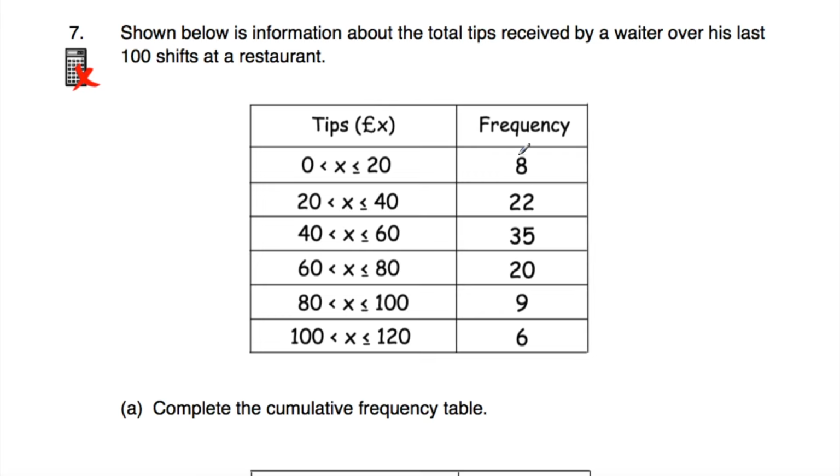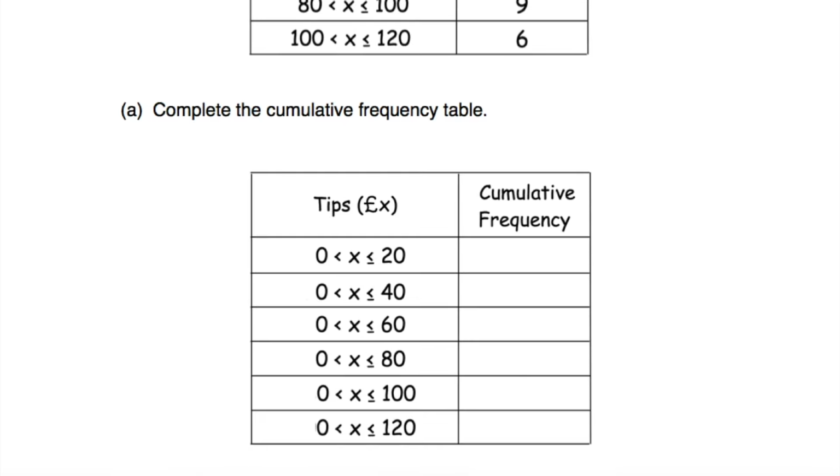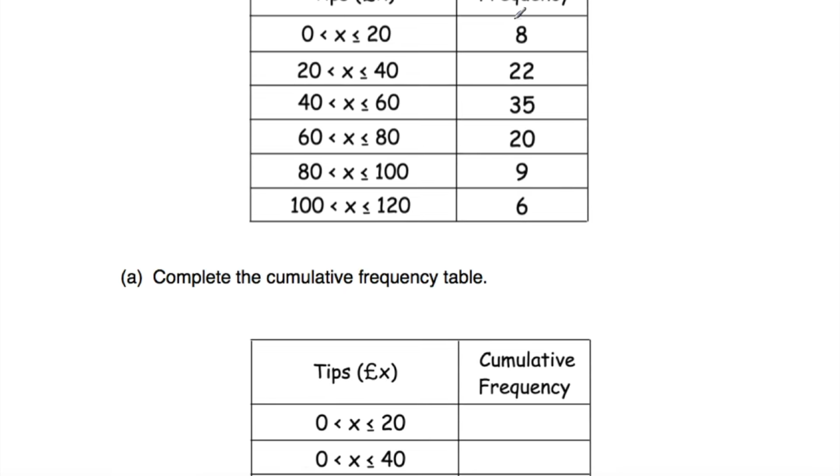So on 8 of those nights, his tips were £20 or less. On 22 of those shifts, the total number of tips that he received was greater than £20, but less than or equal to £40, and so on. And then we're asked in part A to complete the cumulative frequency table. So between 0 and 20, well, we know that already. That's 8, so 8 occasions.